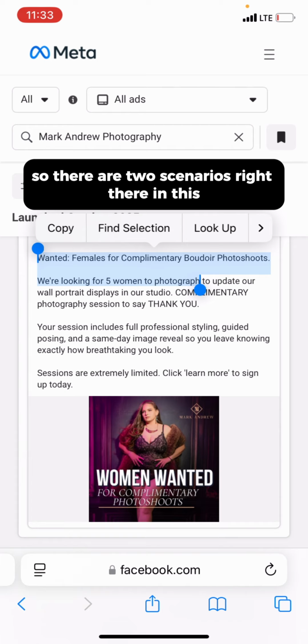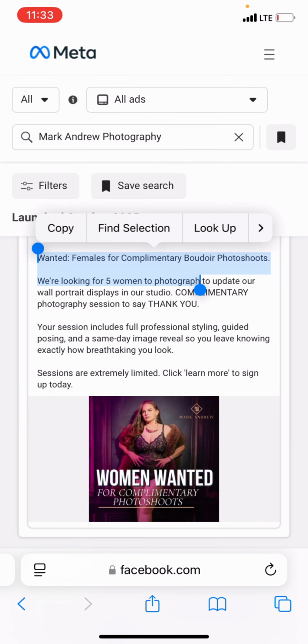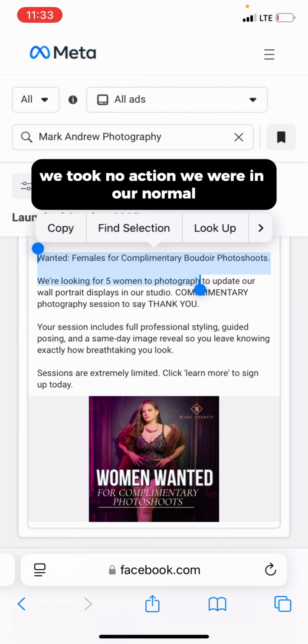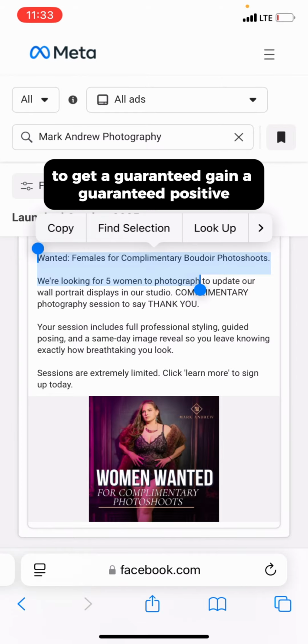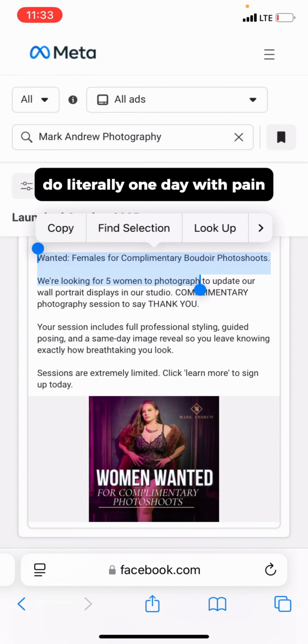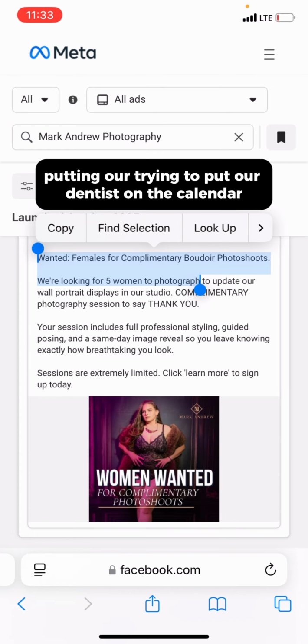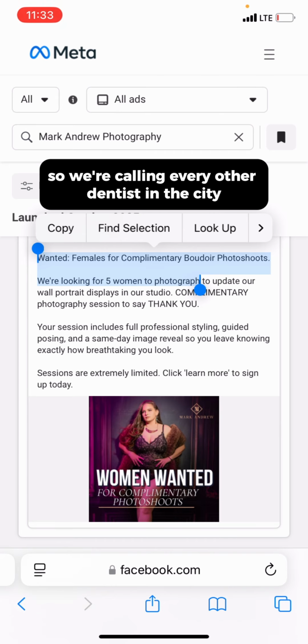So there are 2 scenarios right there in this, us going to the dentist. The first one was literally 13 months where we took no action. We were in our normal no pain, neutral state with our teeth. We took no action for literally 400 days to get a guaranteed gain, a guaranteed positive. Dude, literally one day with pain, we're taking massive action, trying to put our dentist on the calendar. They're booked, so we're calling every other dentist in the city.